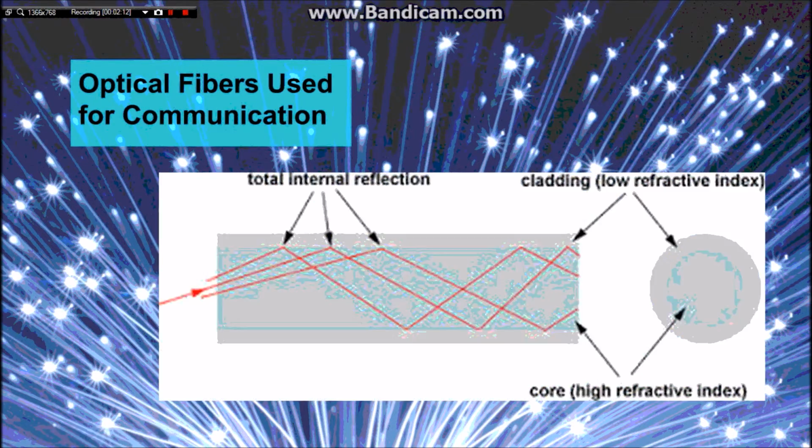Well, let's see. How is laser used for communication? Well, it's used through optical fibers. Optical fiber is a branch of physics used to study the transmission of light through glass or plastic fibers. These are glass or plastic fibers. This is how they really look like, but they're thin threads in structure.